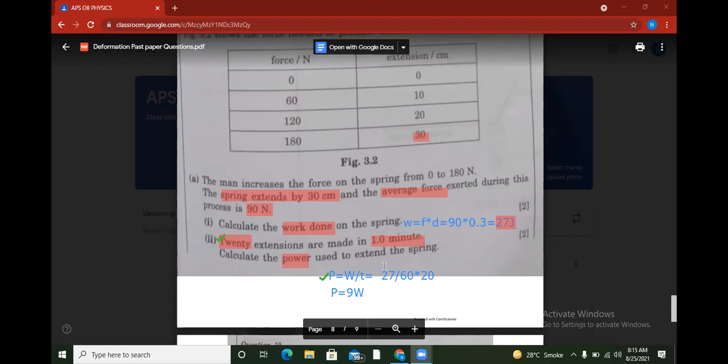So this is for both the parts. These both parts are related to the chapter work done. Okay, now let's move towards the other parts.